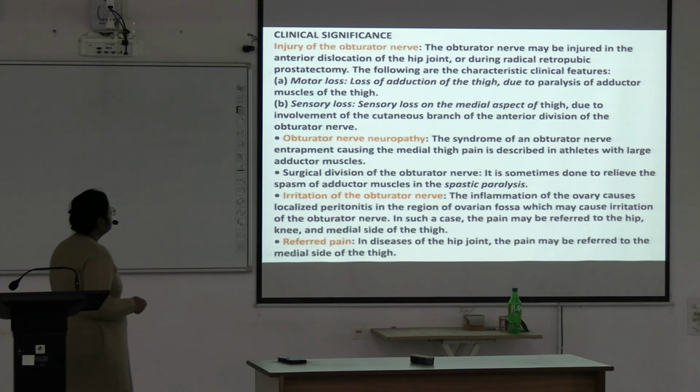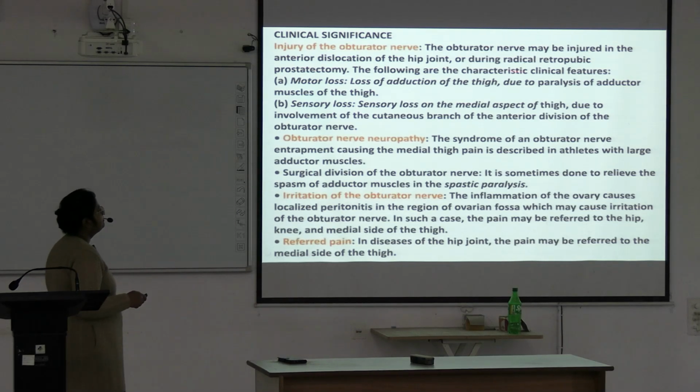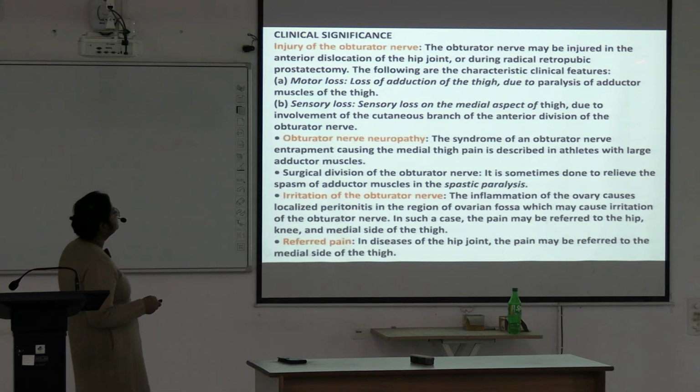So this is the clinical significance of the obturator nerve. Injury of the obturator nerve: it may be injured in anterior dislocation of the hip joint because it is closely related, as it is lying in front of the ala of the sacrum in the lateral part, or during radical retropubic prostatectomy. The following are the characteristic clinical features.